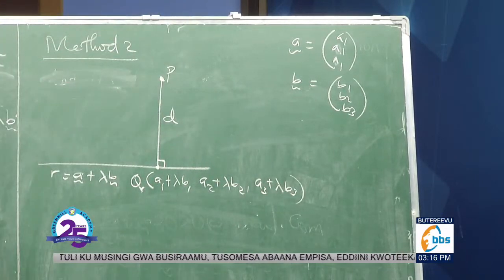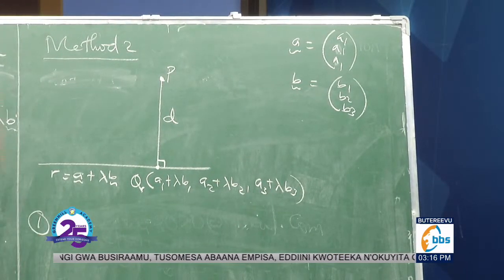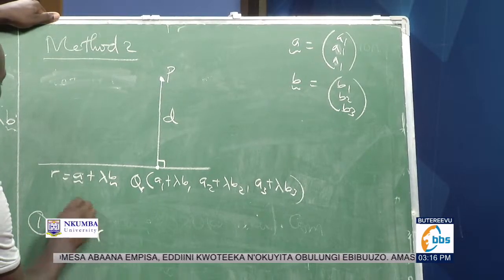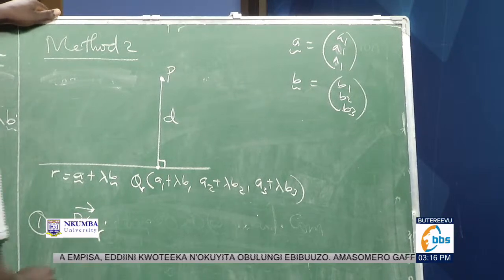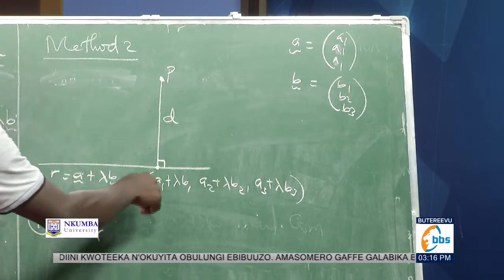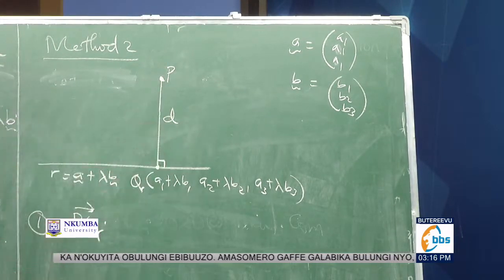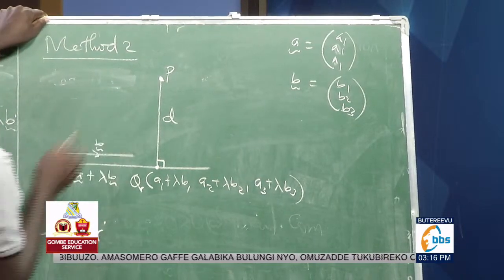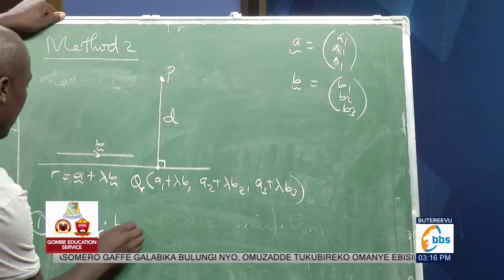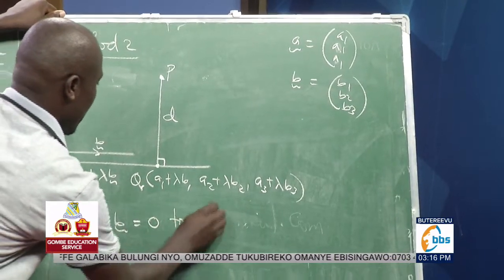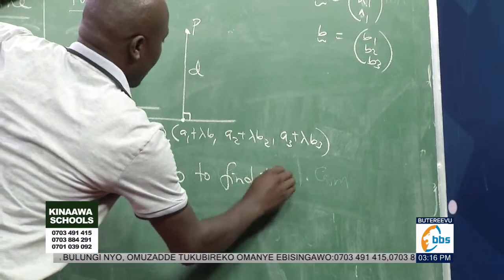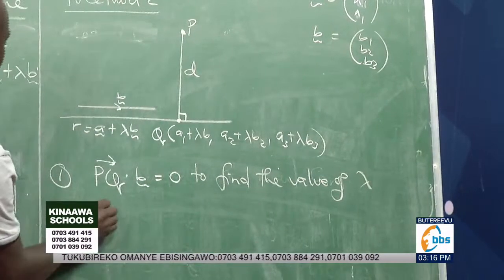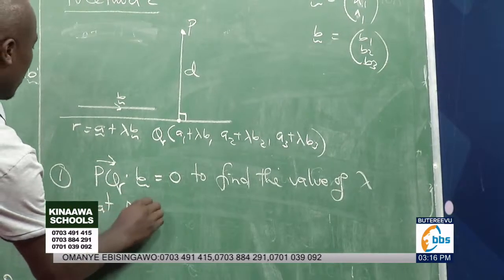So one, you're going to use PQ dot B, because this vector PQ must be perpendicular to the direction vector. It must be perpendicular to that vector B. So use PQ dot B equals 0 to find the value of lambda at point Q.